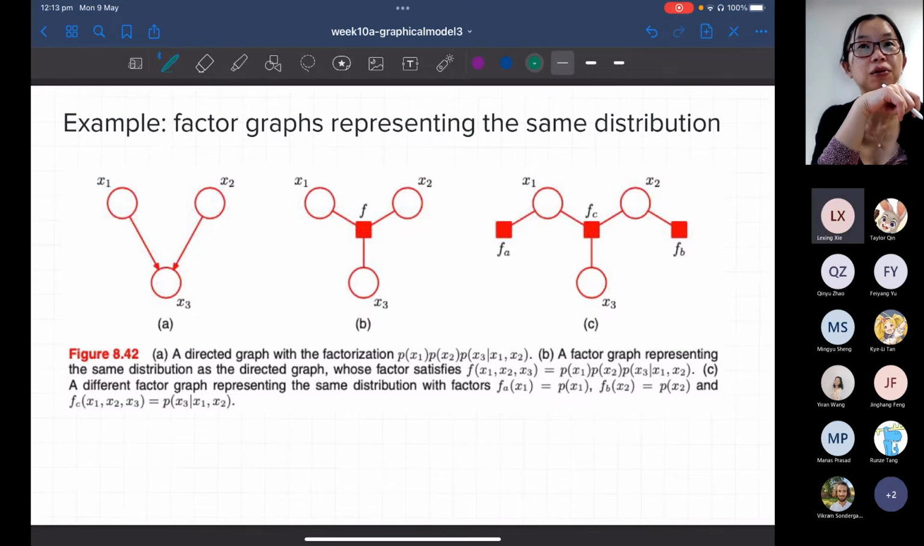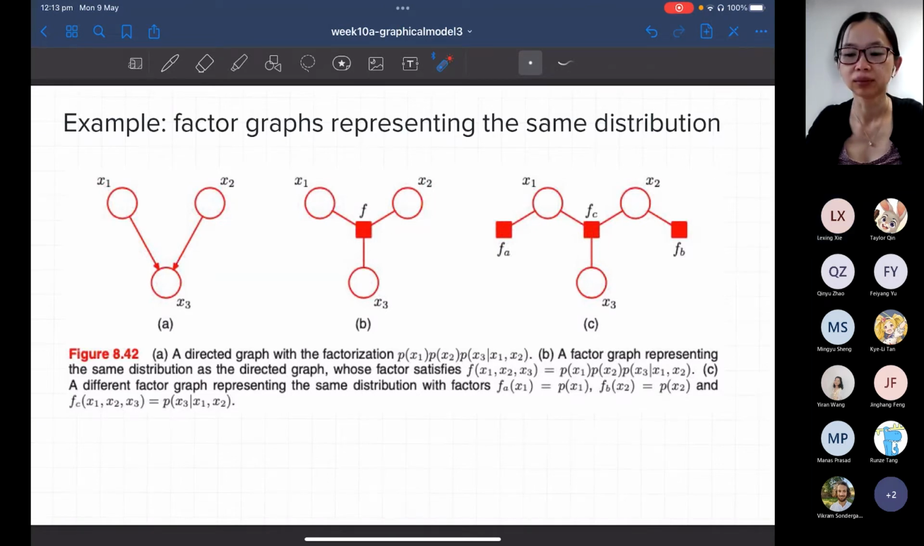As you can see, the additional flexibility means that we can end up with different factor graphs representing the same distribution. So this is a little Bayes network representing the head-head pattern that we struggled with. We can basically convert this to a factor graph of 3 nodes and 1 factor. Or we can say, we actually have additional knowledge about maybe the prior of x1 and x2. So we create 2 additional factors for each of them.